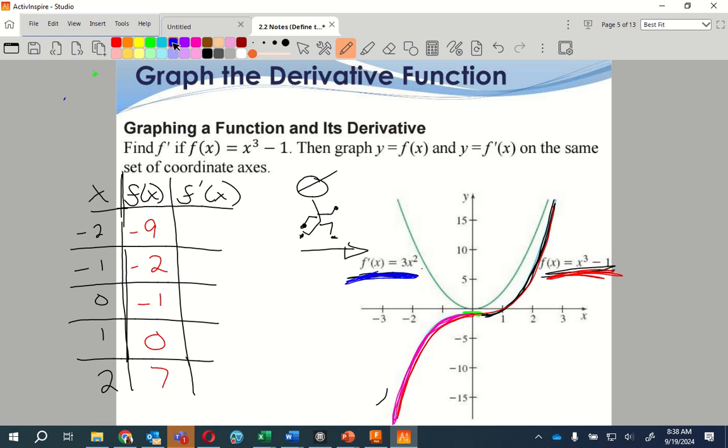Now, I'm going to do the derivative here. Of the derivative, the whole derivative. At -2, so f prime of -2 is going to give me 4 times 3, 12. I have a positive slope of 12 when x is -2. At -1, that's going to give me 1 times 3, 3. 0, 0, 1, 3, 2 is 12.